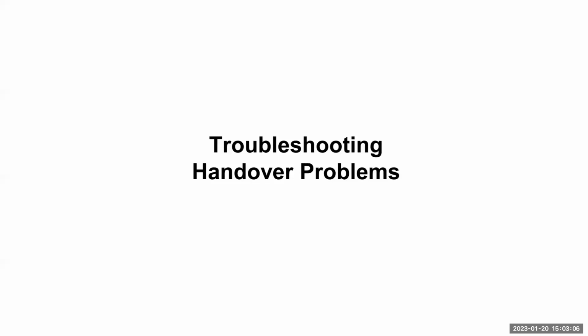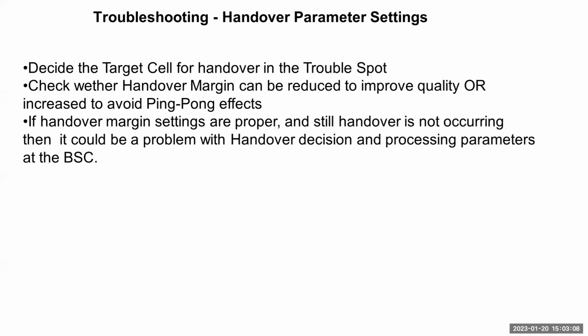Now, troubleshooting handover problems: how we can troubleshoot and optimize the handover issue. First, decide the target cell for handover in the trouble spot. What are the source cell and the target cell? Check whether the handover margin can be reduced to improve the quality, or increased to avoid ping pong.